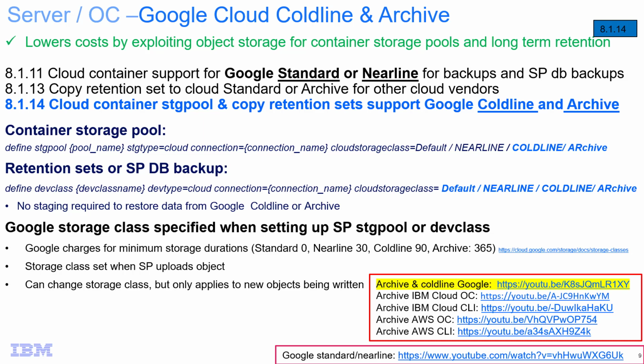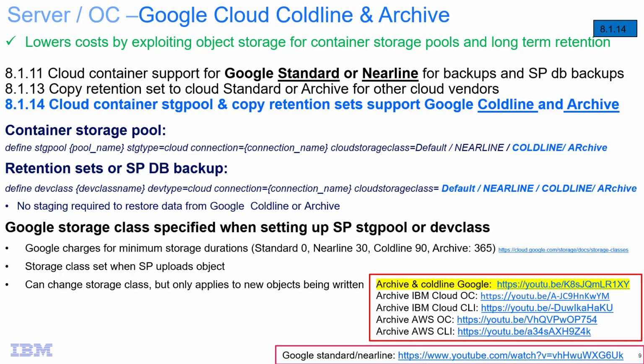If you're doing the container storage pool, you now have the option to do defined storage pool, and then with your cloud storage, you can choose Coldline or Archive. For retention sets or Spectrum Protect database backups, if you're doing a defined dev class, you now have the option to choose cloud storage class equals Nearline, Coldline, or Archive, or the default.